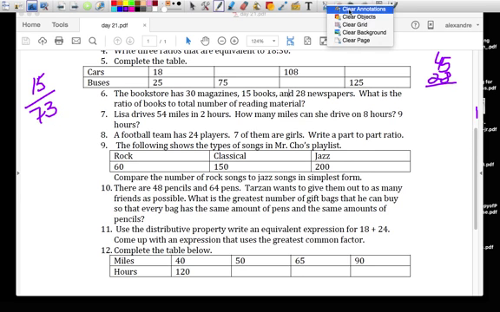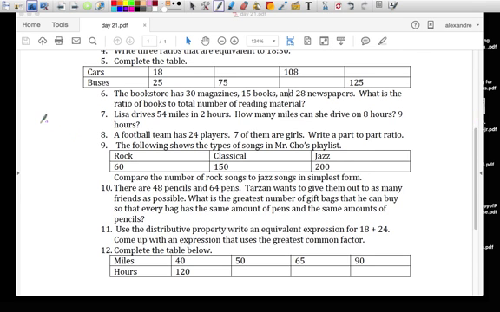Next one. Lisa drives 54 miles in 2 hours. So write that down, 54 miles in 2 hours. How many miles can she drive in 8 hours? So put an 8 here. The relationship? Yeah, times 4. And on top should be a times 4. So this is times 4. On top would be times 4, giving you 216 miles.